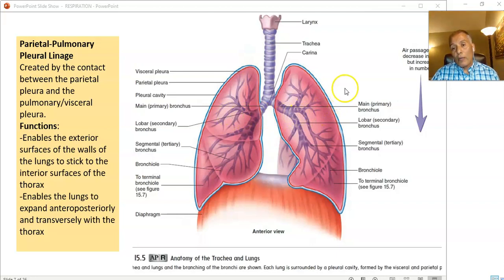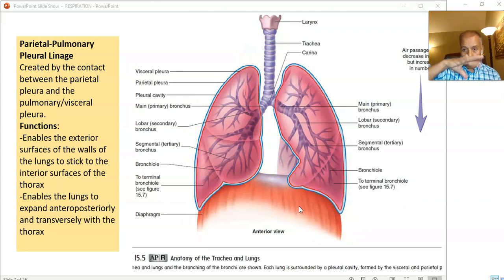If there's a hole here, like someone gets injured and the air from outside goes into the pleural cavity, that is going to cause separation, and it will cause the suction cup to fall off the windshield, just like that. So the lungs will collapse. So these are the functions. Again, this is what this parietal pulmonary linkage does, how it is made, and how it does its job. Now, keep an eye on the diaphragm.